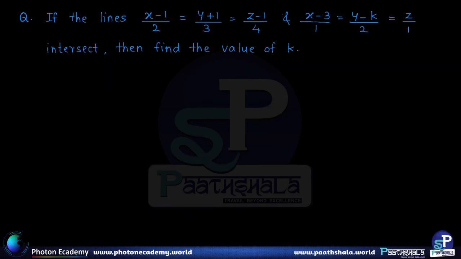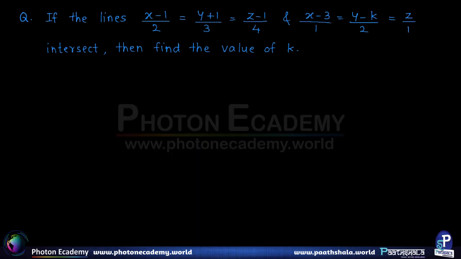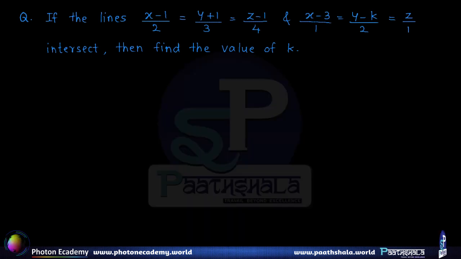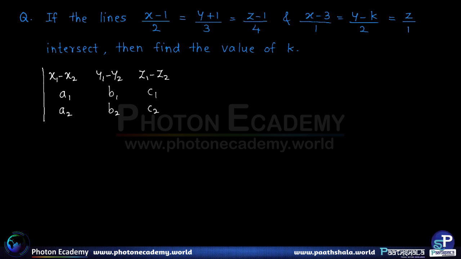If the two lines whose equations are as shown here intersect, then find the value of k. We see that k is one of the unknown terms in the question. Now since it's given that the two lines intersect, by the condition which we just saw, the value of the determinant with first row x1 minus x2, y1 minus y2, z1 minus z2, in the second row a1, b1, c1, and in the third row a2, b2, c2, must be equal to 0.